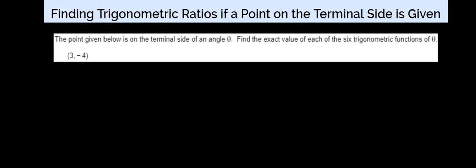Hi everyone, today we are going to find trigonometric ratios if a point on the terminal side is given. We have a point (3, -4) on the terminal side of the angle theta, and we have to find the exact values of each of the 6 trigonometric functions of theta.